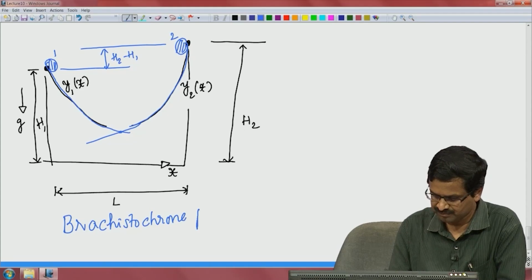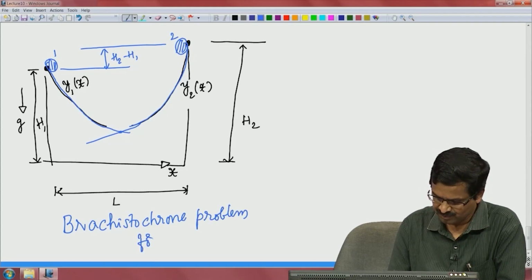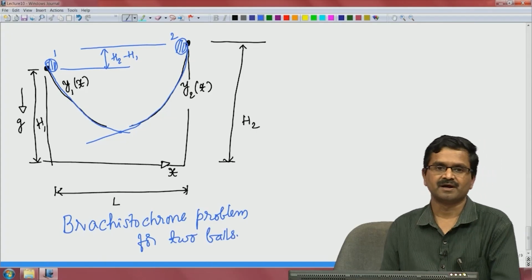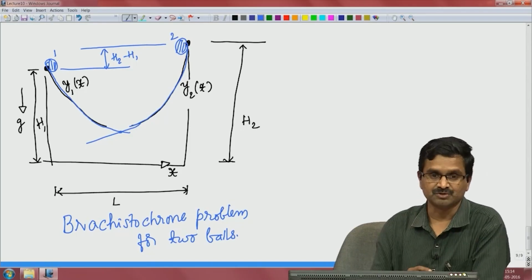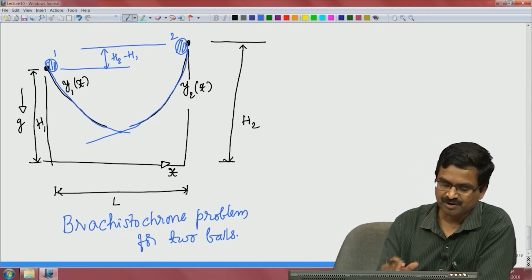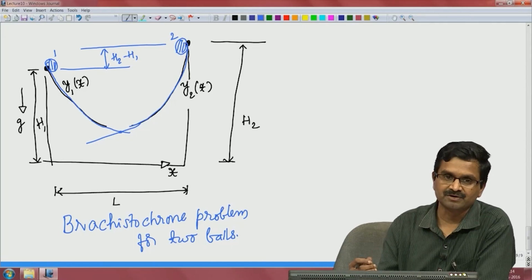Brachistochrone problem for two balls, ball 1 and ball 2. Where do they meet? We do not know. In fact, we will not be able to solve this problem based on what we have learned so far.